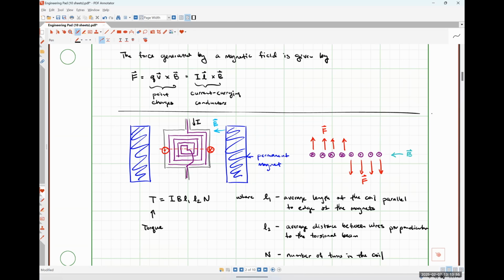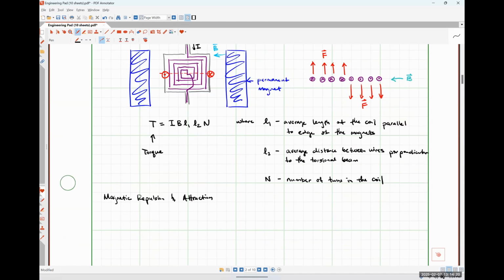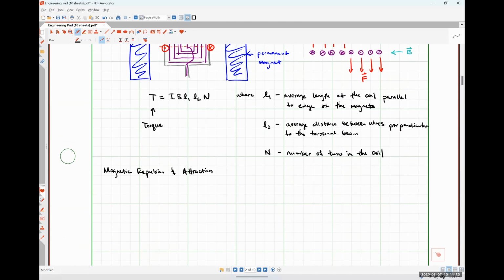So that particular type of system utilizes the Lorentz force law in order to generate that micro scale actuation. And now we are talking about a different thing that can also be used in microstructures to cause magnetic actuation. Okay. So magnetic repulsion and attraction. All right.